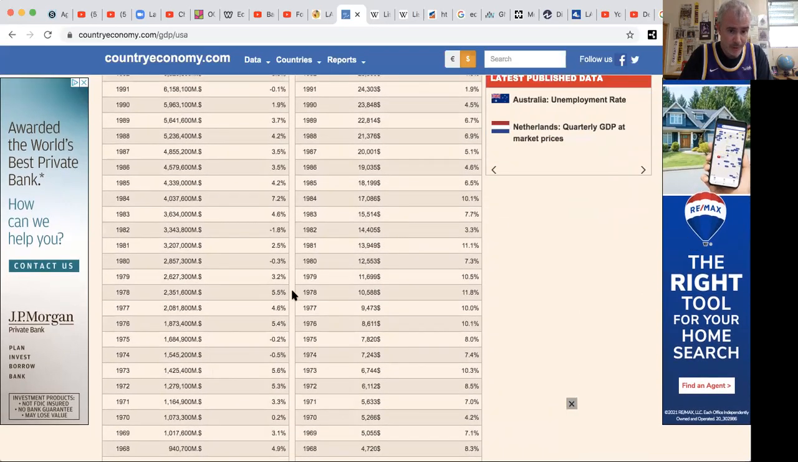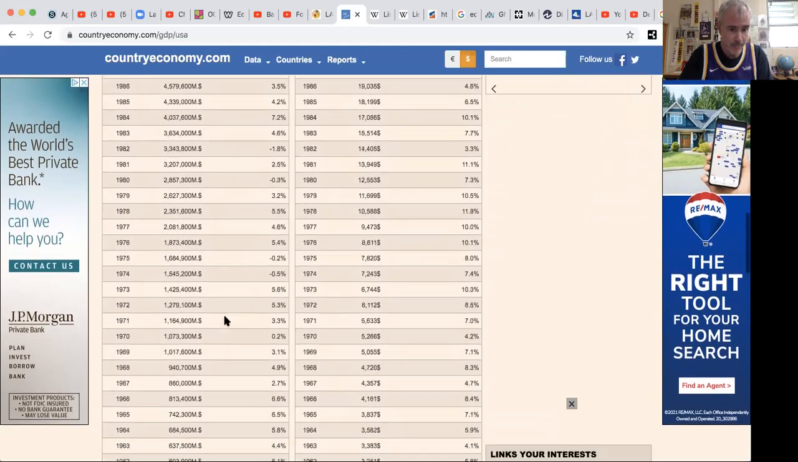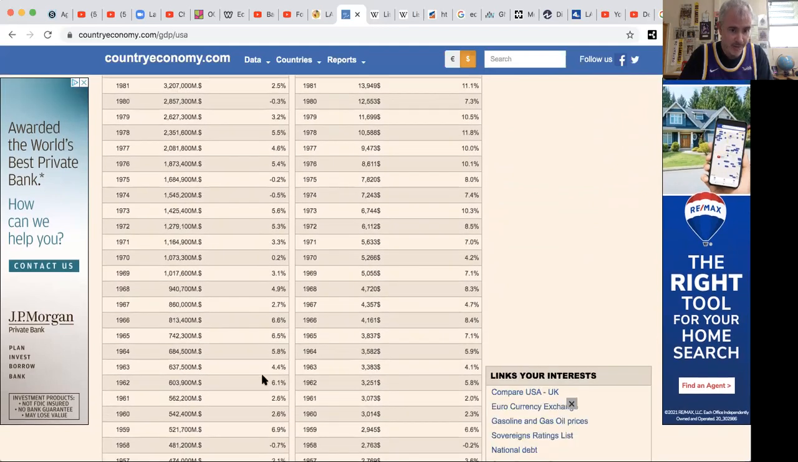Carter, though, boom, look at those years. What the heck? Followed by some really bad years here. These are Ford years. Nixon, okay, we're getting in the weeds. You start getting down here.